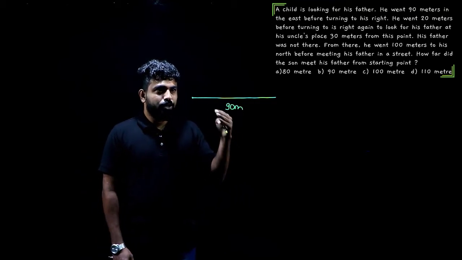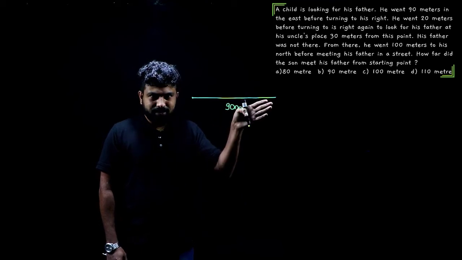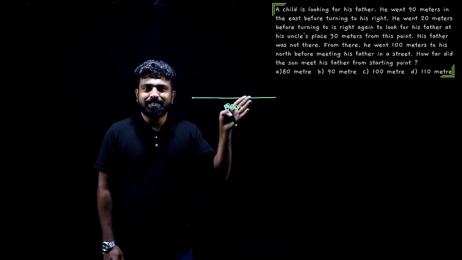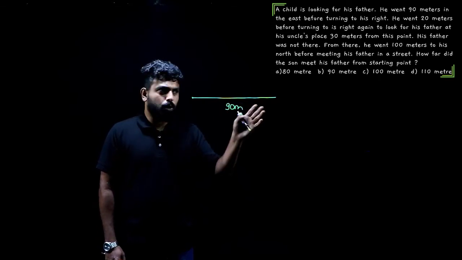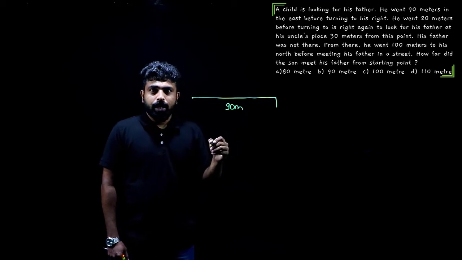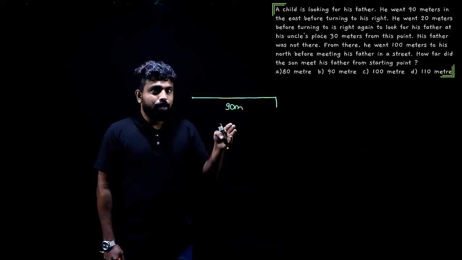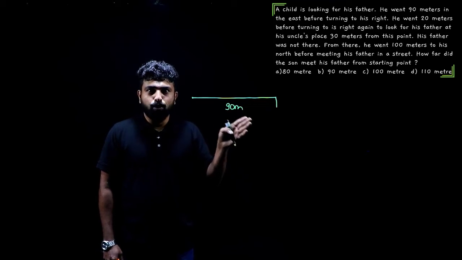Now, what have they told next? Before turning to his right. Now he is facing east. Whenever he is facing east and he is taking a right turn, which direction will he be moving in? He will be moving towards south. If you don't believe this, turn towards your east direction and take a right turn. You will be facing south.